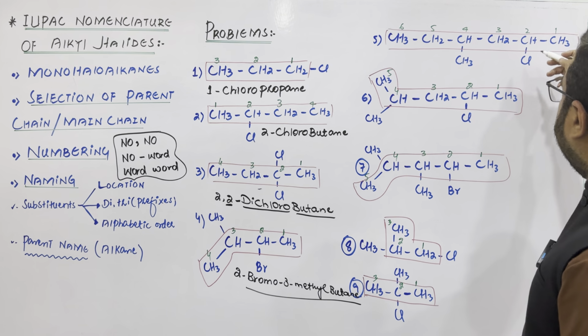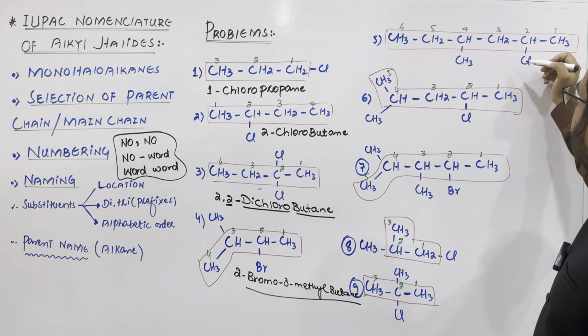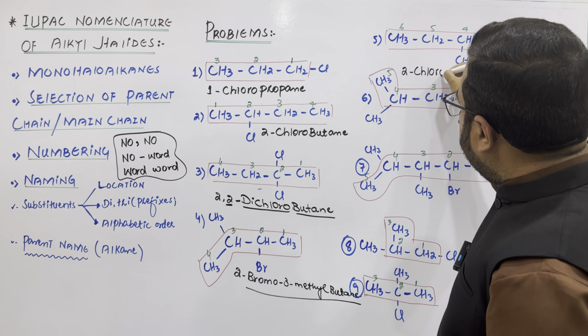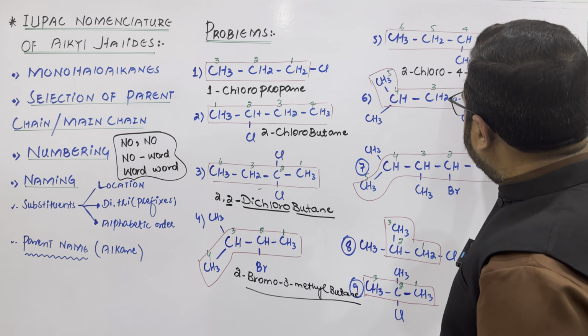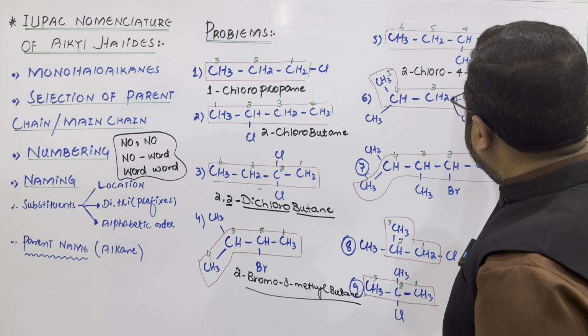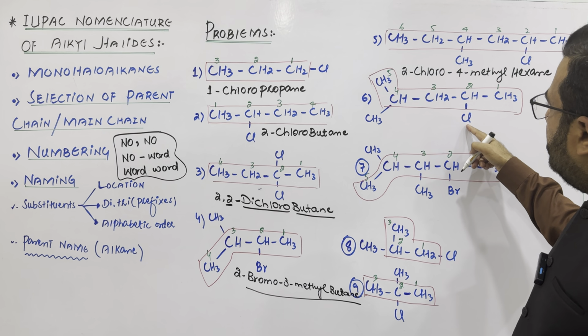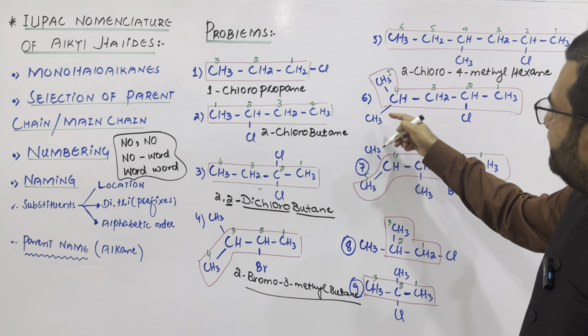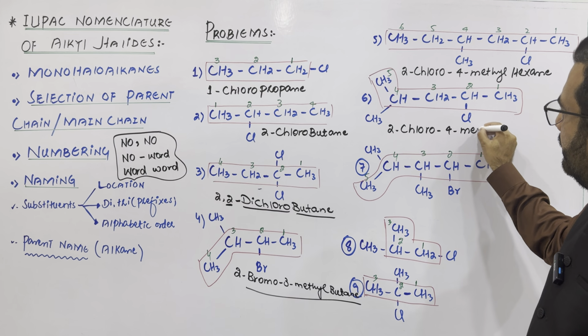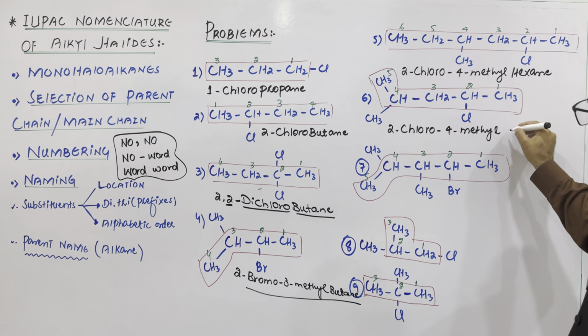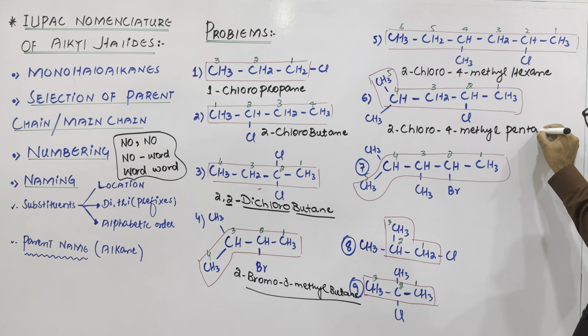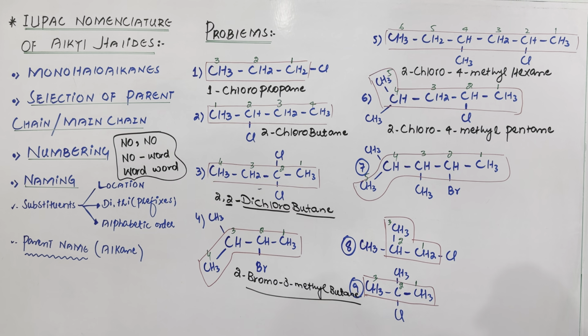Now, in this case, we have chloro on the second carbon, methyl on the fourth carbon. So, alphabetically, chloro should be named first. It will be 2-chloro-4-methyl, and the parent name is hexane. Similarly, there is chloro on the second carbon, methyl on the fourth. So, that will be 2-chloro-4-methyl, and its parent name should be pentane as it carries 5 carbon atoms in the parent chain.